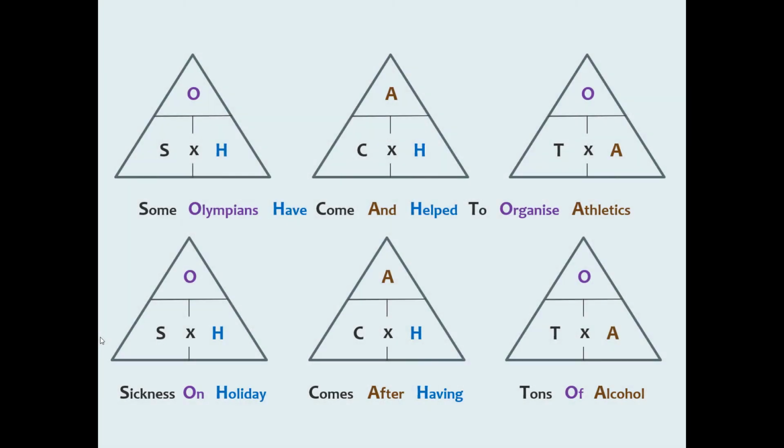Right, before we go on to work out the sine and the cosine and tangent, we're just going to go a quick recap over yesterday's lesson to make sure you remember how to work out those things. So I gave you these formula triangles before in yesterday's lesson, and I gave you a way of remembering it. Some people say SOH CAH TOA. This way: Some Olympians Have Come And Helped To Organise Athletics. It's just a way of getting the sequence. Here's my one: Sickness On Holiday Comes After Having Tons Of Alcohol. Or you can make up your own if you want to. The important thing is you get the sequence of letters.